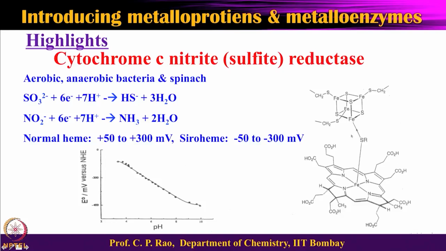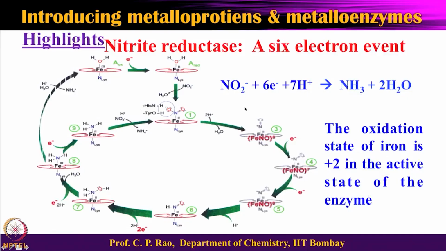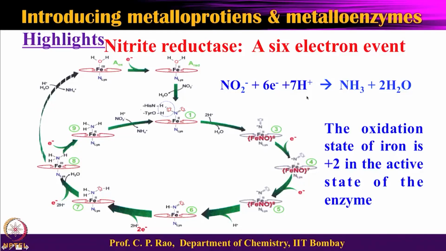So, we have cases where the iron sulfur clusters are there, we have cases where the iron hemes are there, and we have a case where both of these are present simultaneously together, in the nitrite sulfite reductase too. Another, somewhat more complicated one, which I talked about in the previous slide, was the nitrite reductase, and this is NO2 minus plus 6 electrons and 7 protons giving NH3 and 2H2O.